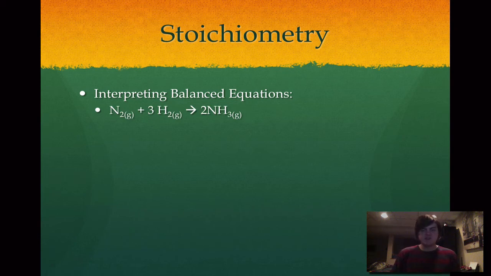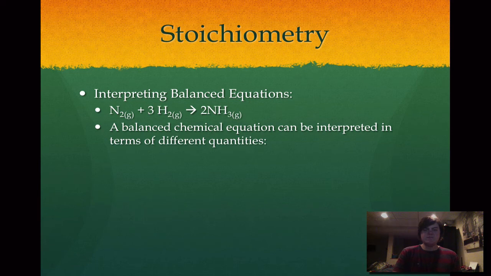To give you this reaction in just English words, it is 1 mole of nitrogen gas reacts with 3 moles of hydrogen gas to form 2 moles of ammonia gas. We can balance this equation in a number of different quantities.